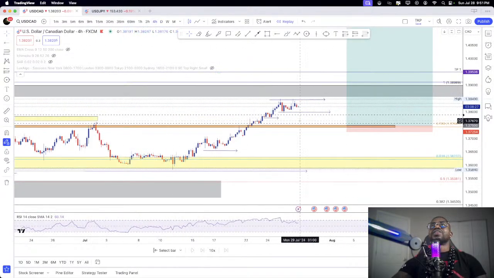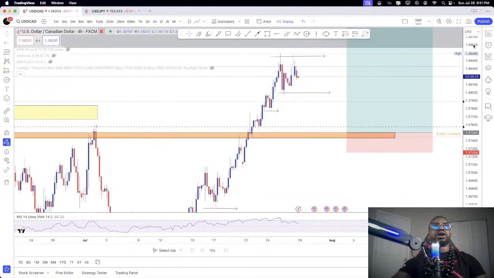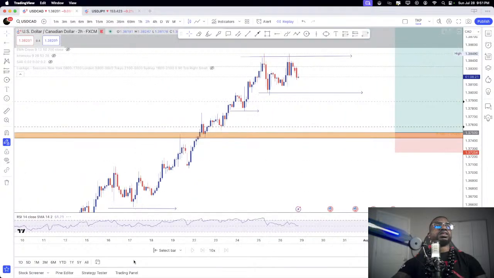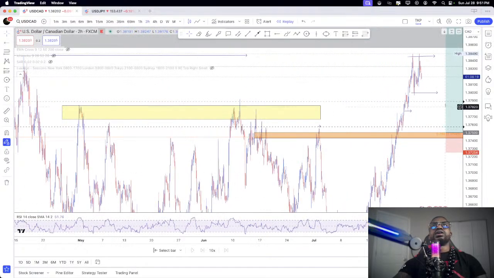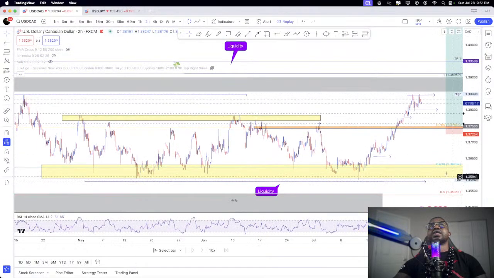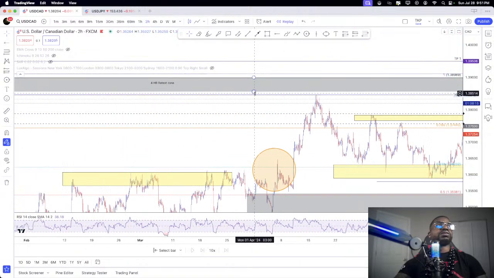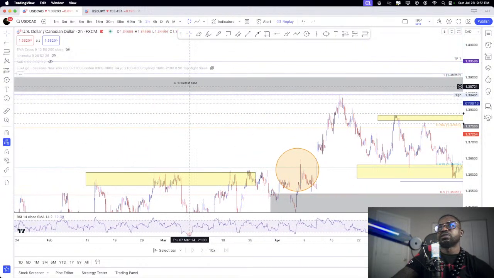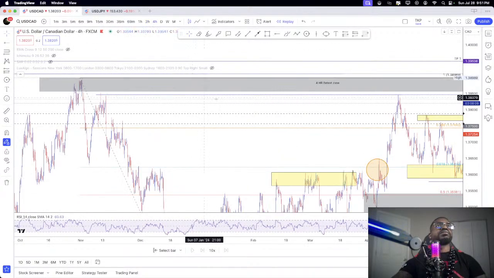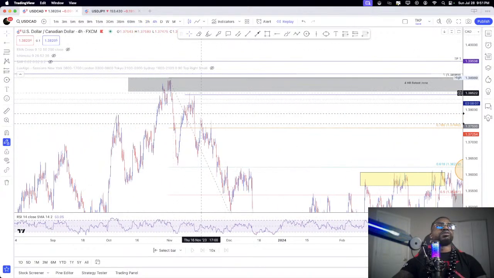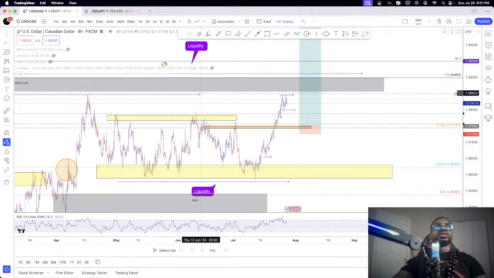So we got a flag formed on the 4-hour. That's the zone we're coming from. And I believe this zone at the highs may have been a retest zone. Yeah, a 4-hour retest zone. Yep, that double top up there, waiting for it to get tested.